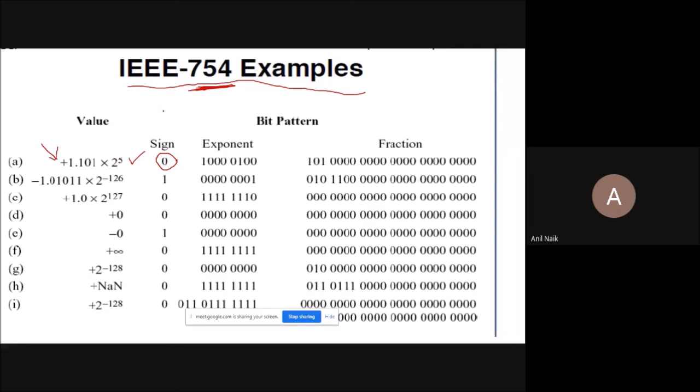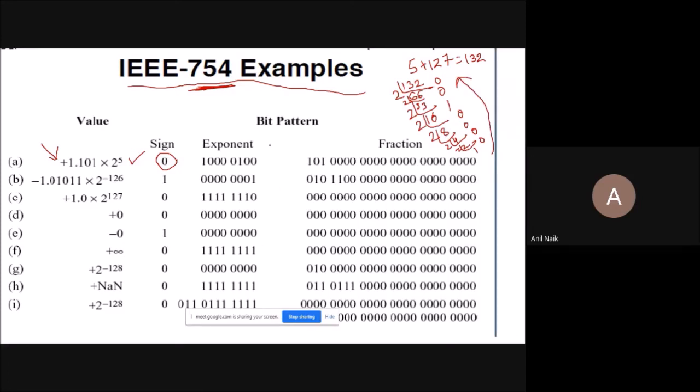Then the exponent. What is the value of the exponent? 5. For the biased exponent, how much value do you have to add? 127. So now the value is 132. What is the binary for 132? 2 6's are 12, remainder 0; 2 3's are 6, remainder 0; 2 2's are 4... then 2 8's, then 2 4's, then 2 2's, then 2 1's are 2, remainder 0. So what is the binary now?